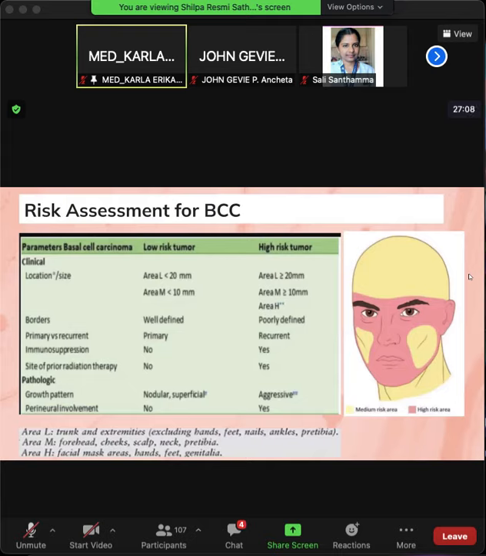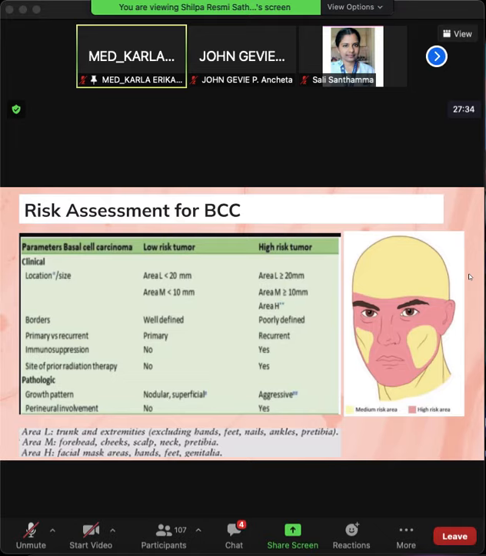And area M, that is forehead, cheeks, scalp, neck, and pretibia. If the size is less than 10 millimeters, then it's a low risk tumor. And if it's greater than or equal to 10 millimeters, then it's a high risk tumor. And area H, that is facial mask areas, hands, feet, and genitalia. If the tumor is in these areas, then it's already a high risk tumor.